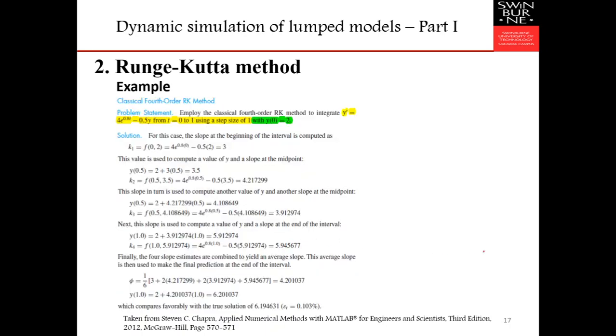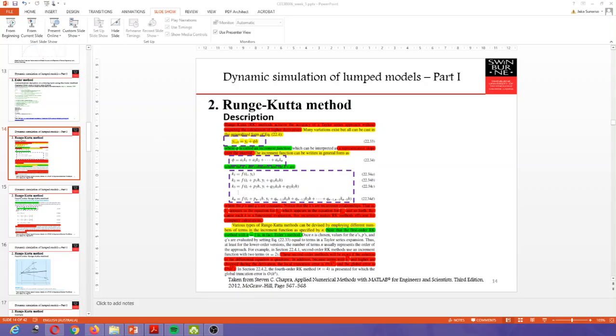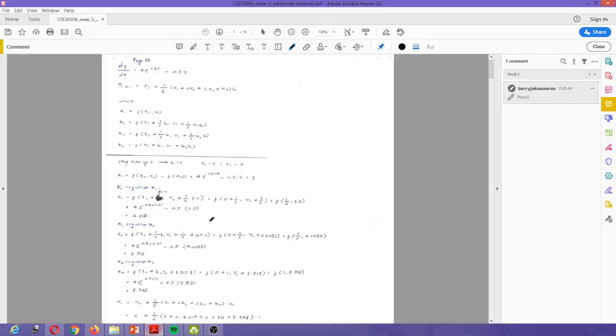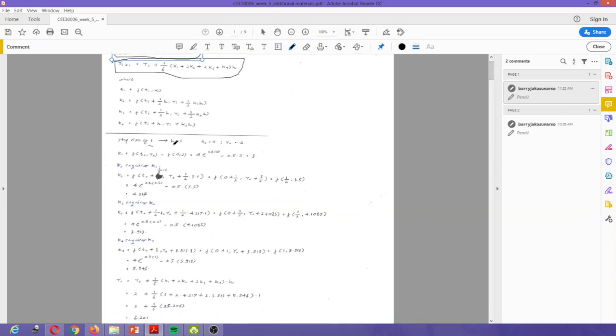So we can go back to our previous problem that we solved using the Euler method, but this time we solve it using the Runge-Kutta method. I'm giving the details of the derivations in my additional materials. If you go into the first page, you can see this is the same problem that we solved previously using the Euler method, except this time we use the fourth order Runge-Kutta method. Let's assume that we use a step size of 1, where h is equal to 1. Then we are given an initial condition at t equals 0, y is equal to 2.